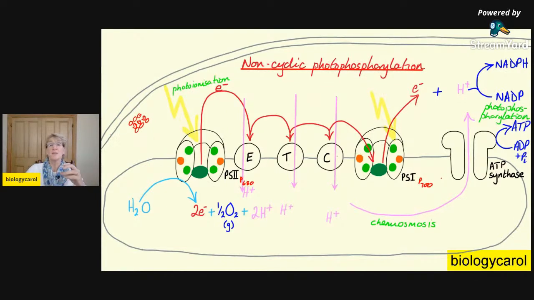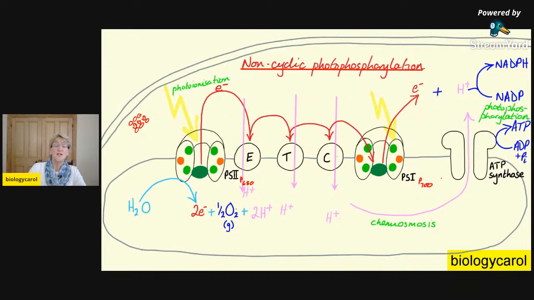Photolysis of water means the lysis, the splitting of water with light. And this is what happens. I have done a balanced equation here, because the water is split into 2 electrons, 2 hydrogen ions, and half a molecule of oxygen gas. We're obviously going to accumulate many molecules of oxygen gas as time goes on.